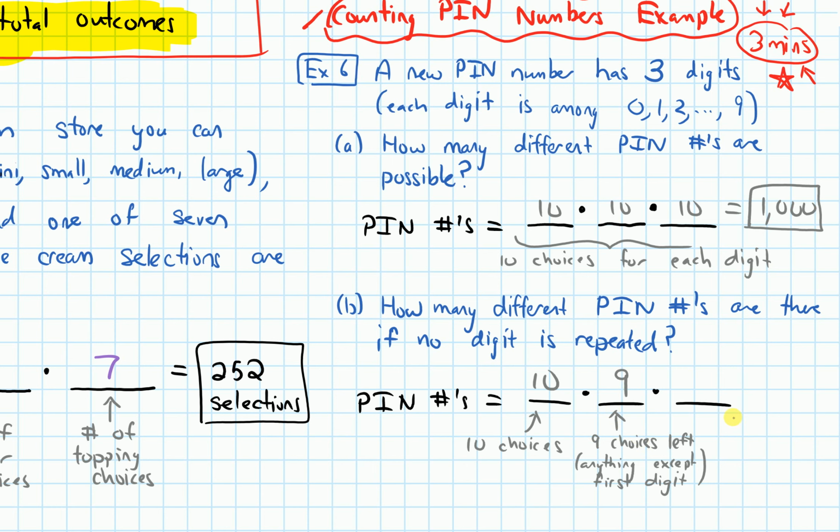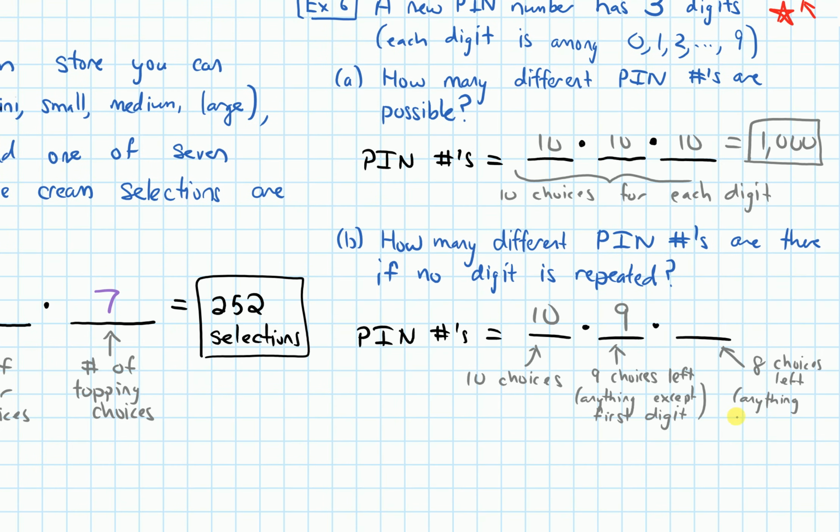And then when I go to the third digit now, once I've picked what goes in the first spot, once I've picked what goes in the second spot, that still leaves me with 8 choices left because I've picked different things in those 2 spots. So there are 8 choices left because it's anything except the first 2 digits. So I got an 8 here. And if we multiply these values out, 10 times 9 times 8, we get 720.